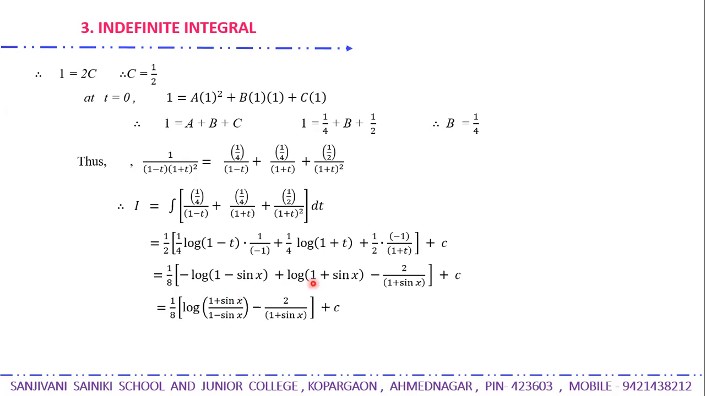You can combine these under one log by using the property of the logarithm. Now this is plus and this is minus, so we will write this term first and then the minus term. Then use log a minus log b is log of a by b. This is the answer of the given problem.